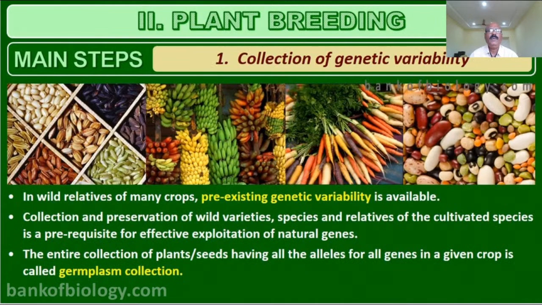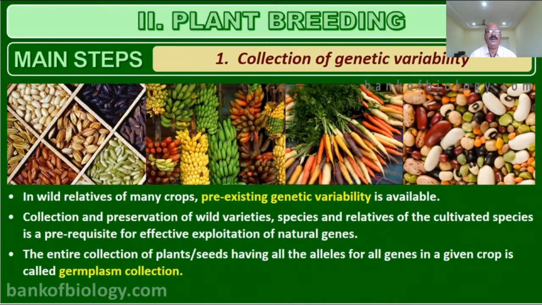In plant breeding, the first step is collection of genetic variability. In wild relatives of many crops, pre-existing genetic variability is available. Collection and preservation of wild varieties, species, and relatives of the cultivated species is a prerequisite for effective exploitation of natural genes.